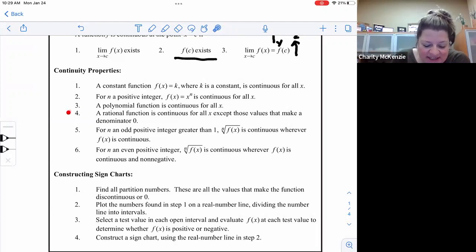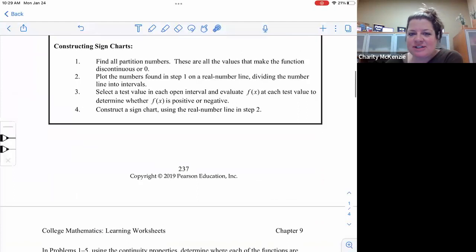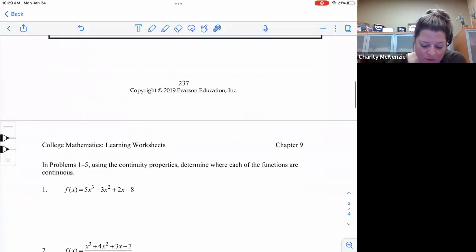But that's when we start to get the weird ones, right? If I have an x in the denominator, I'm looking at square roots and some logs. That's when it's not necessarily continuous. That's what that's talking about. And then the second part is talking about constructing sign charts, which I will just show in the homework.